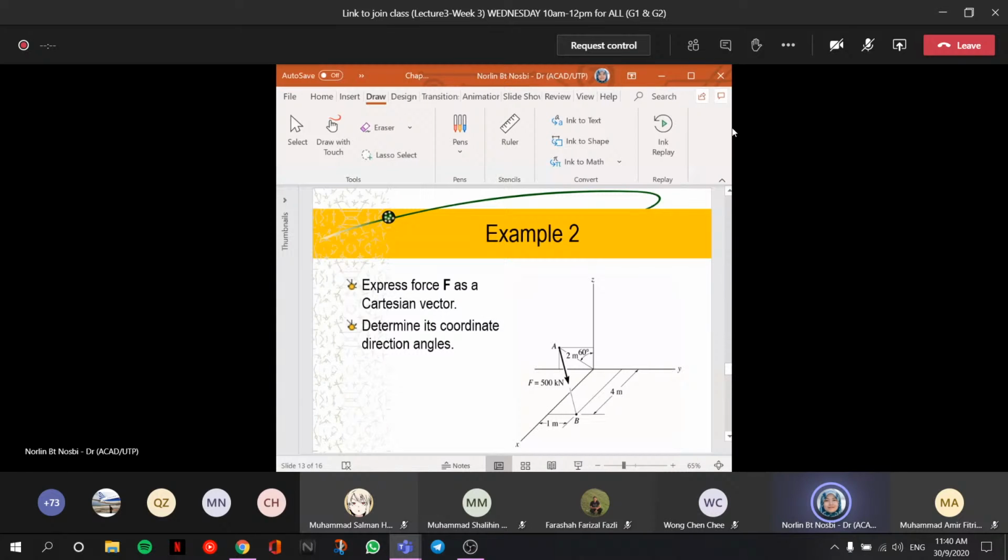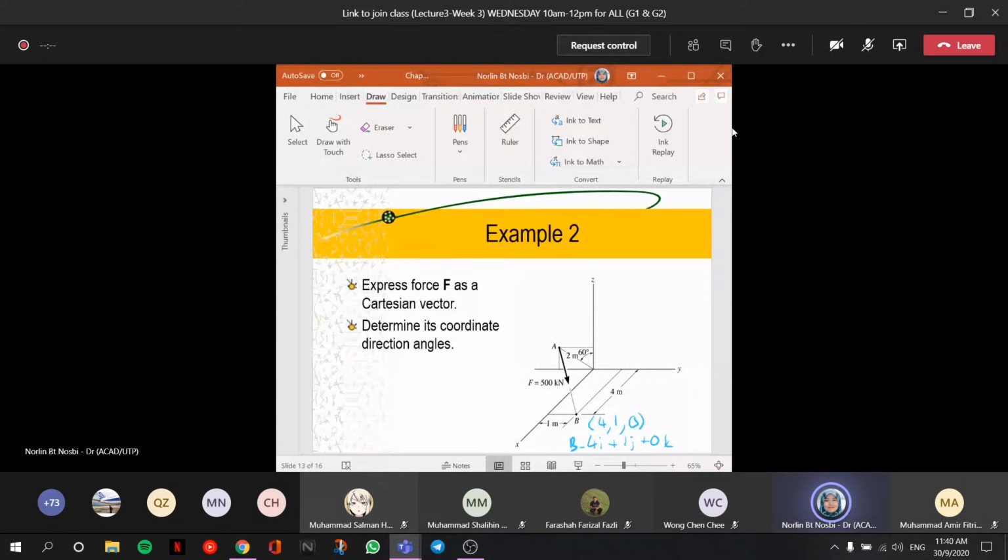B is simple. The coordinate for B is 4, and then 1, and then how about z? z is 0. So if we change this into a Cartesian vector, it would be 4i plus 1j, and there's a 0, there's no k. That is for B.